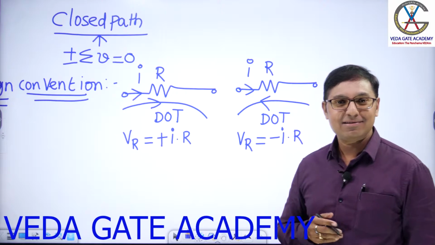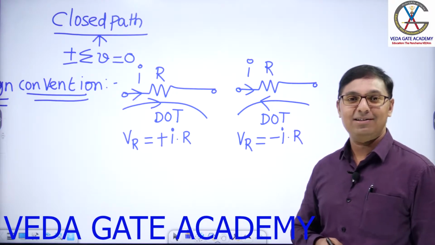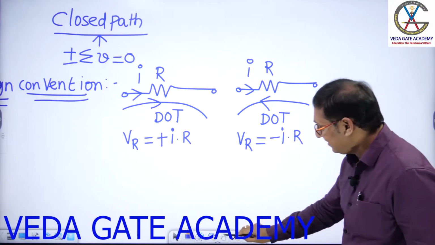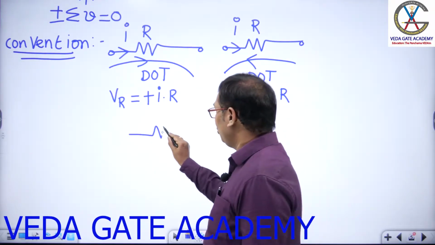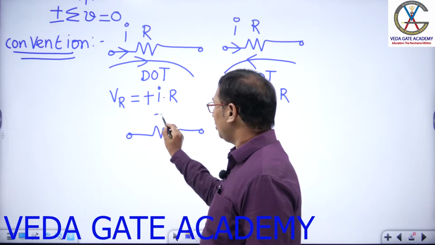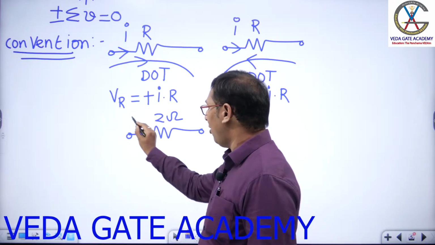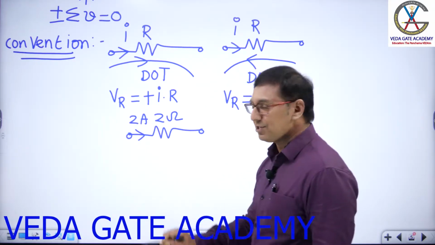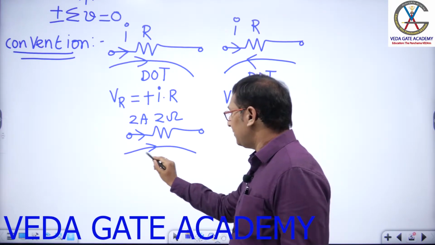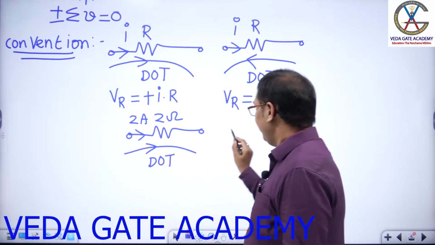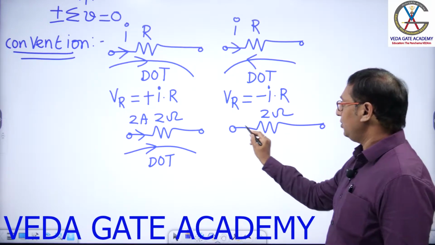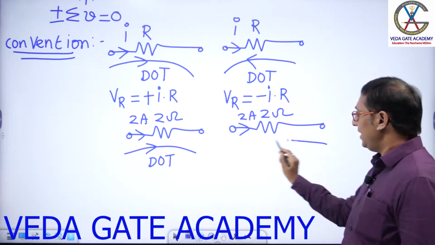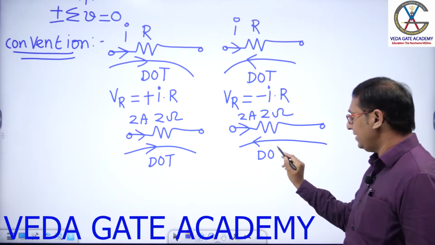Any difficulty, dears? We don't have any difficulty in this. Next, let me take some examples. I'm taking a 2 ohm resistor, with all the combinations that are possible. Some 2 amps, suppose the direction of travel is like this. Next, the same 2 ohm resistor with a current of 2 amperes, direction of travel anti-clockwise.